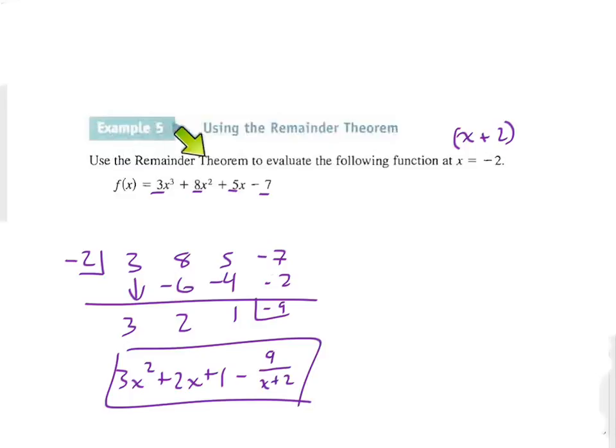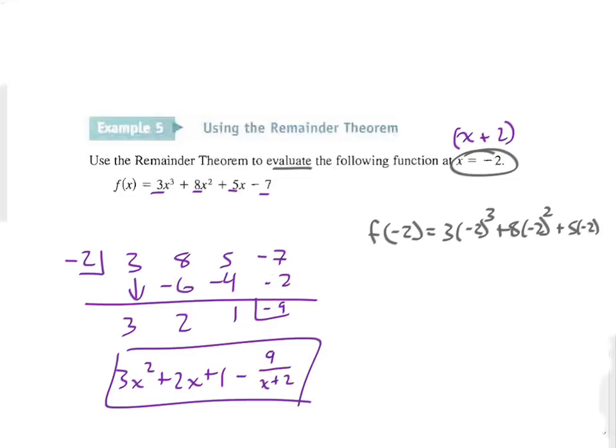This problem is saying use the remainder theorem. What is that? Well, do you guys remember what evaluate means? That means we're going to take this -2 right here, and plug it into that f of x. So I'm going to go f of -2, and that means 3, and I plug in -2, raised to the third power, plus 8, I plug in -2 raised to the second power, plus 5 times -2, and then minus 7. That's what evaluate means. It means you're plugging it into the function.